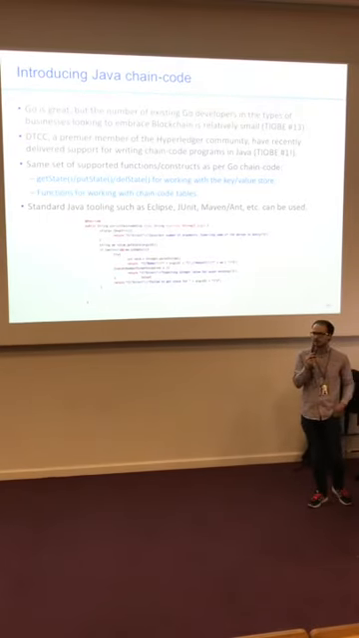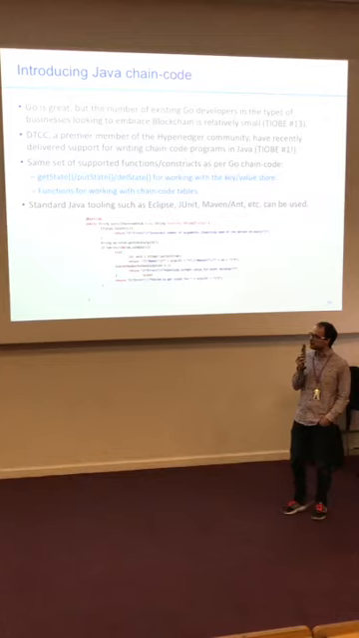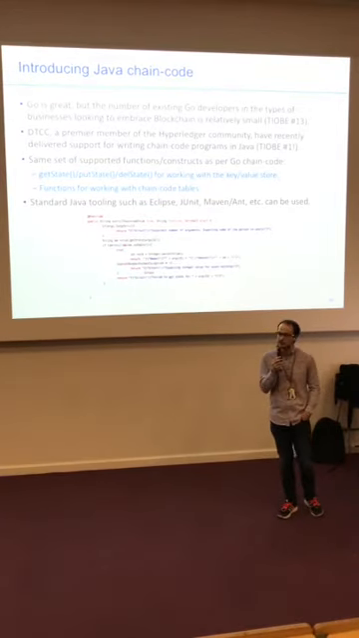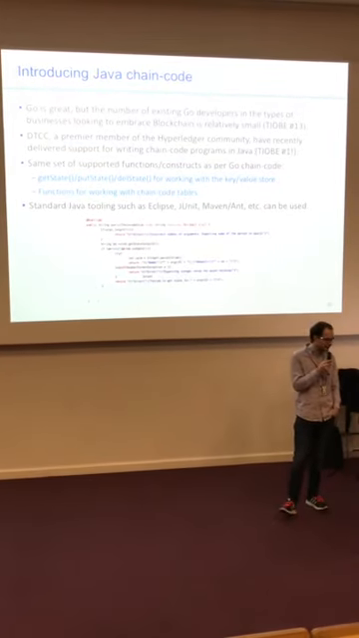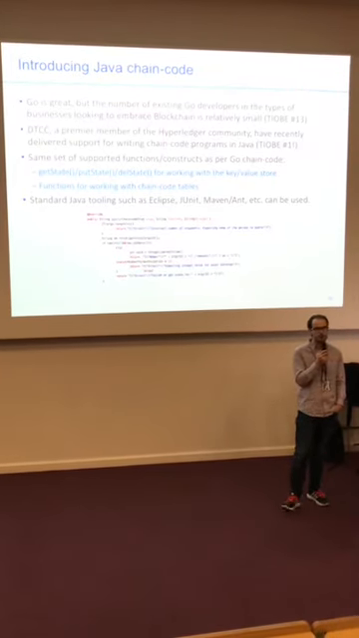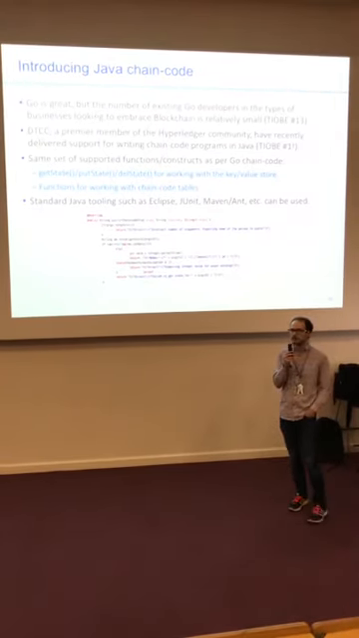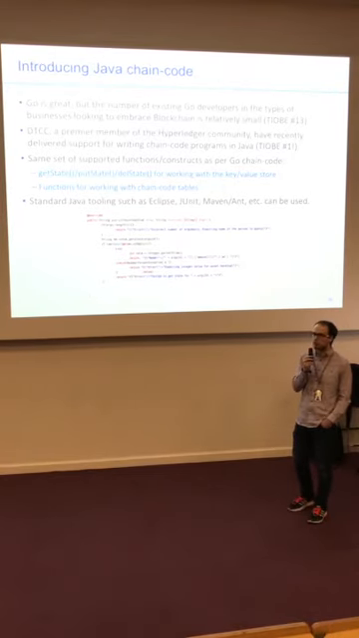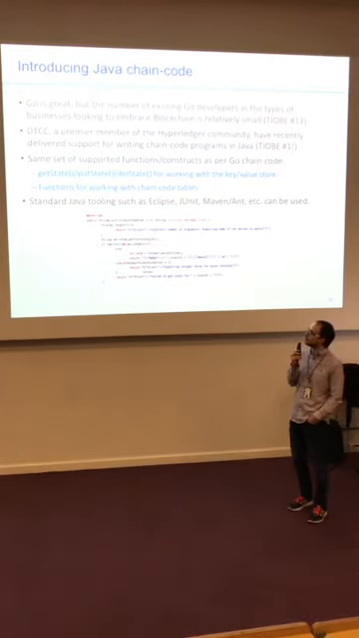So the nice folks at DTCC, the Depository Trust and Clearing Company in the States, are a member of the Hyperledger community. They saw this and they went off and added Java chain code support. So you can now write your smart contracts in Java. And this opens it up to a much wider range of developers than it did before.